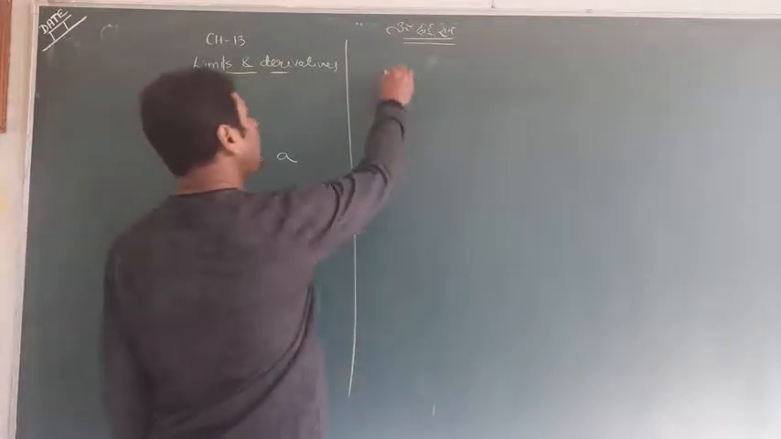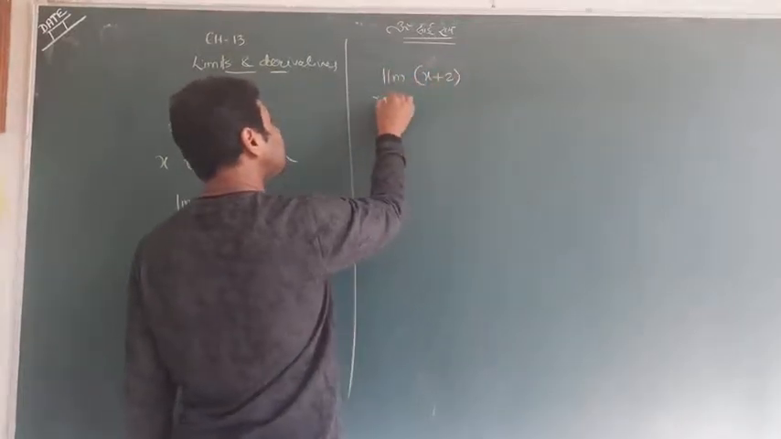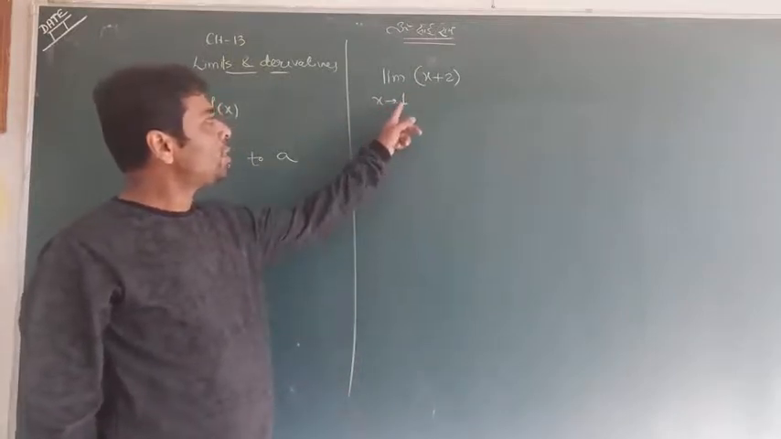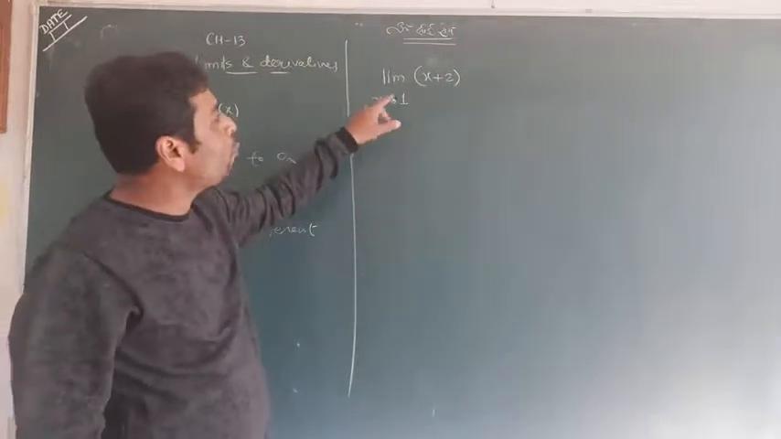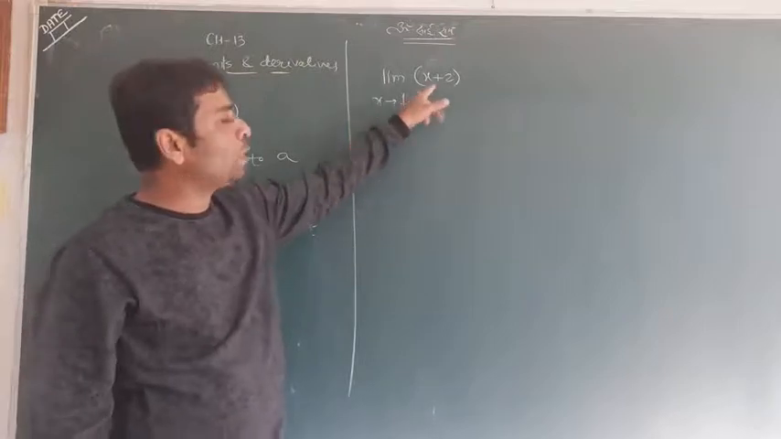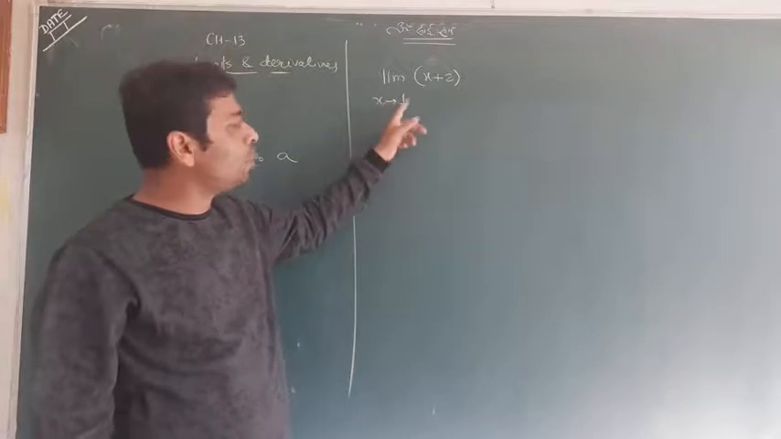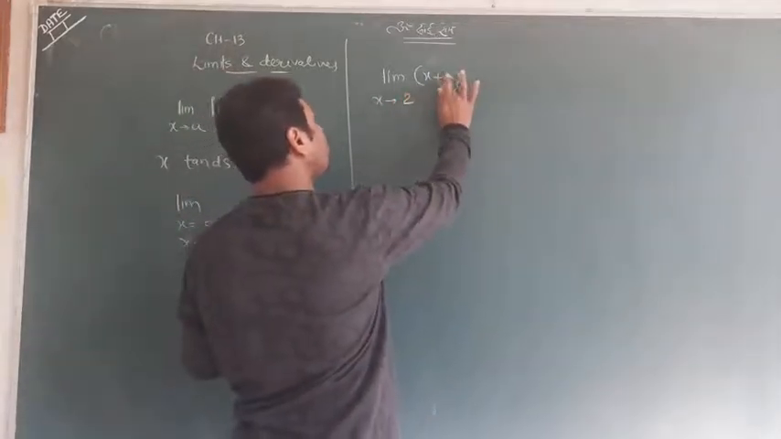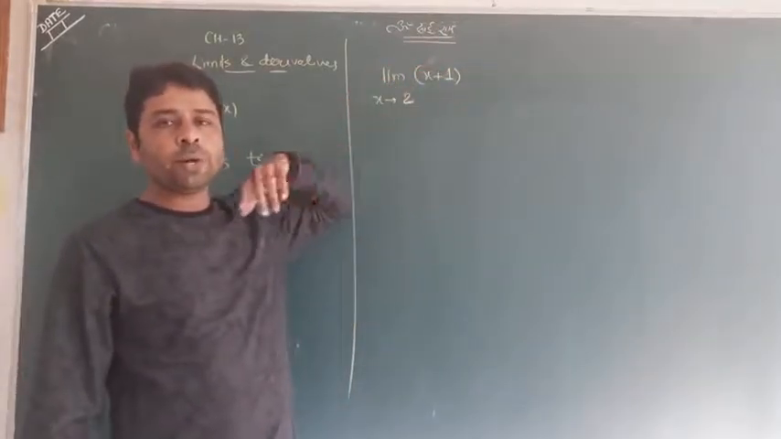What is its meaning? Again, I will give you one example. Suppose it is x plus 2 and x tends to 1. Try to understand this meaning. You cannot put x equal to 1 here, but first of all you should know the concept. Suppose, for convenience, I write 2 here. So x tends to 2 and the function is x plus 1. We are going to find its value.